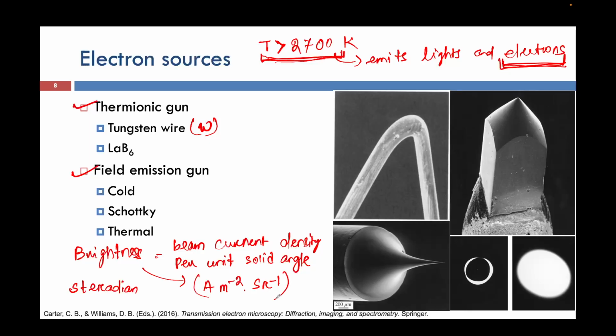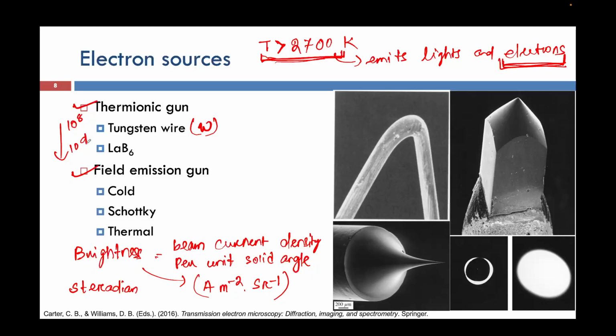So as we go from the thermionic gun, that means from tungsten wire, to LaB6, to cold, Schottky and thermal field emission gun, our brightness will definitely increase, and this is one of the major reasons that we use the field emission gun. And what is the order of brightness? If I am using tungsten, it will be 10 to the power 8 ampere per meter square per steradian. If I am talking about LaB6, then it is in the order of 10 to the power 9.